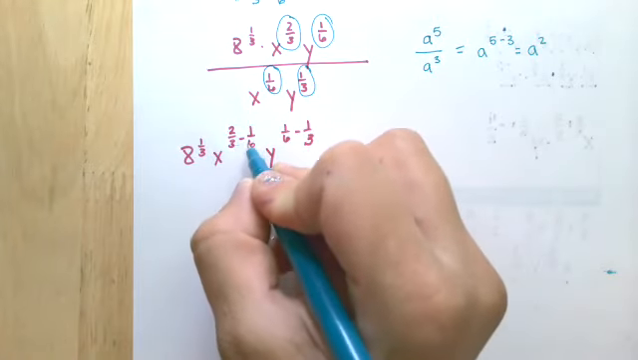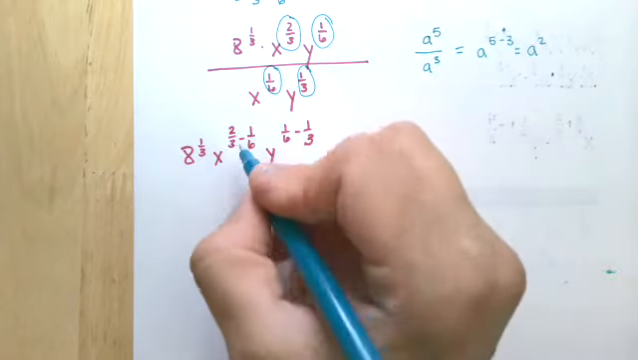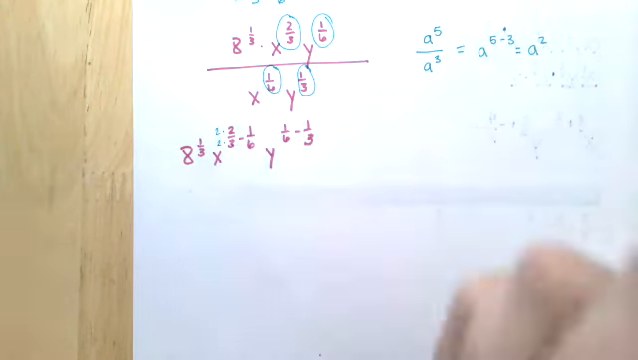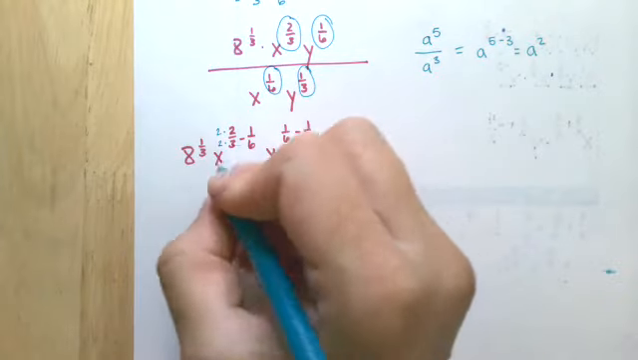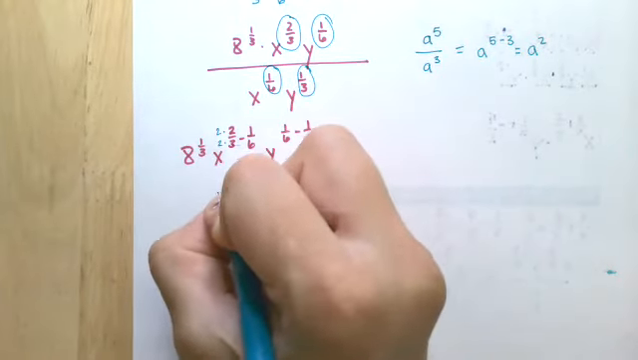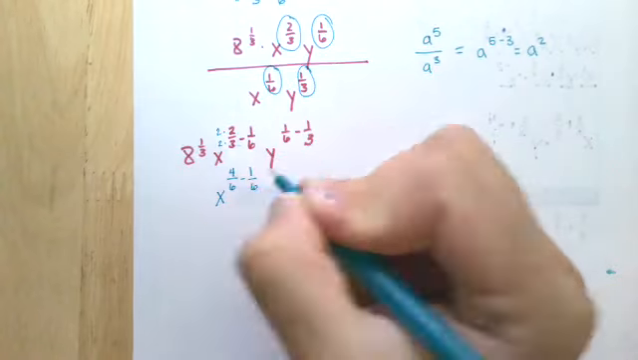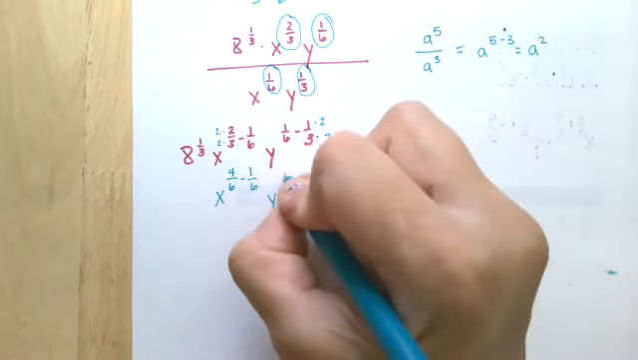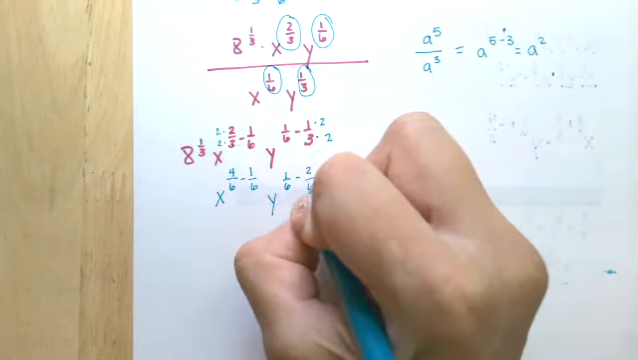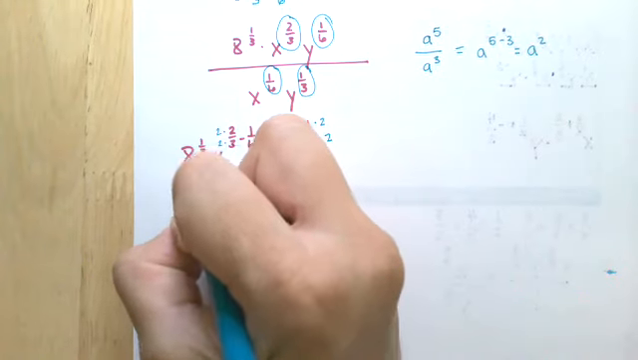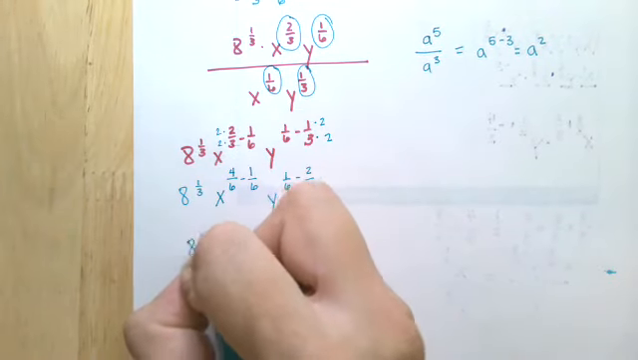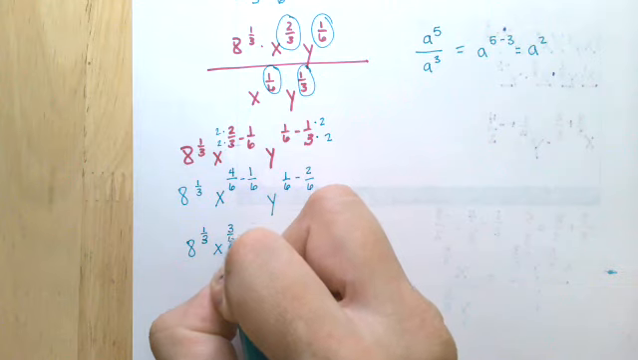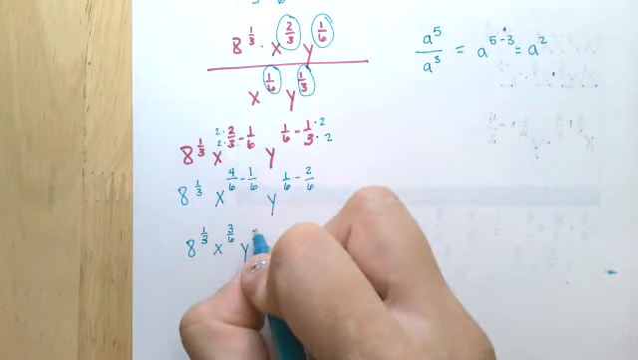So 2/3 and 1/6, we need a common denominator. 3 and 6. If I multiply this by 2, the common denominator will be 6, right? So it's x to the 4/6 minus 1/6. Same here. If I multiply the top and the bottom by 2, I'll get a common denominator of 6. y to the 1/6 minus 2/6. 8 stays 1/3. So 8 to the 1/3, x to the 4/6 minus 1/6 is 3/6. y to the 1/6 minus 2/6 is negative 1/6.